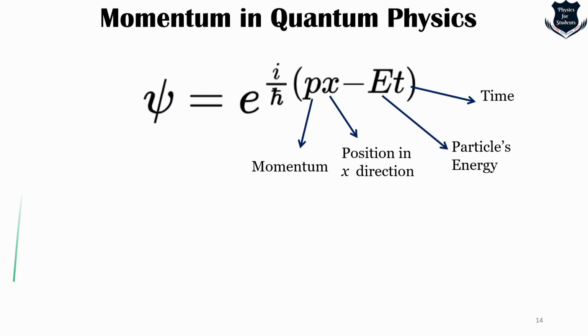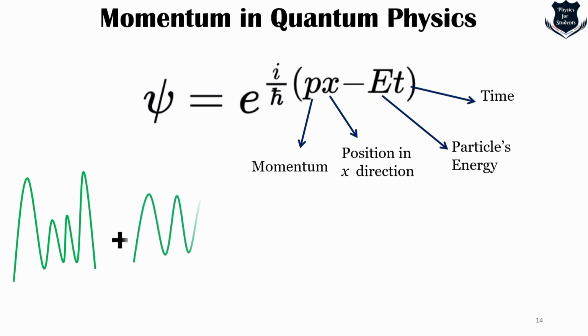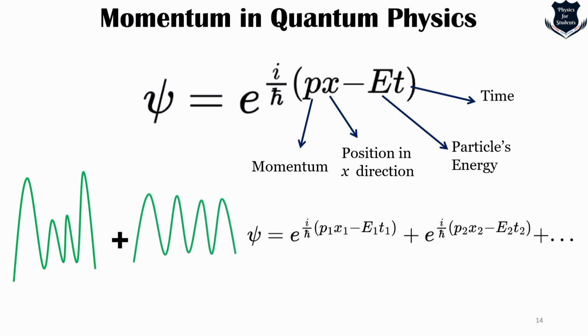But there is good news. If you take an abrupt wave like this, we can use this equation to slowly divide it into p1, x1, e1, t1, and then p2, e2, x2, t2, and so on. That means we have a mechanism in which we can take any arbitrary wave and add it with this wave function and get the results.